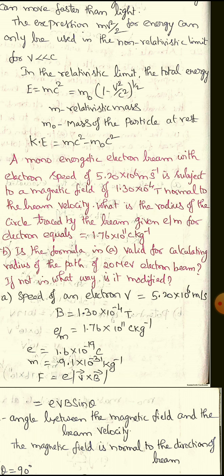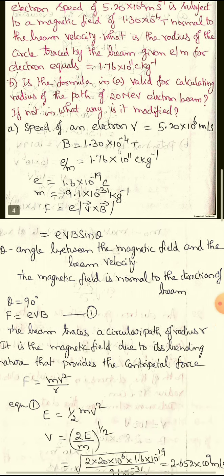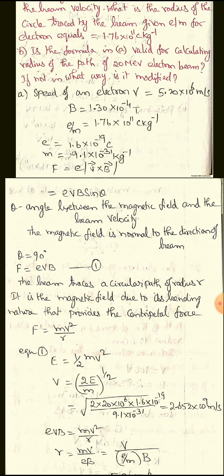So we can use the formula F is equal to e into the modulus of v vector cross B vector. That can be written as evB sine theta. If we remove the vector symbol, we can write it as evB sine theta. Theta is the angle between the magnetic field and the beam velocity.